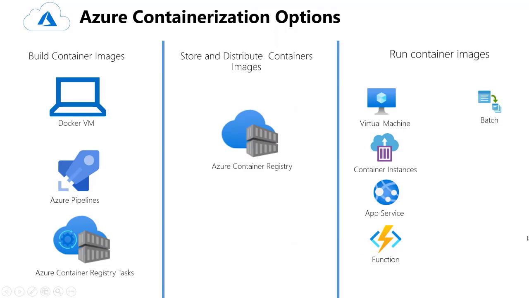We also have the option to use managed container orchestrator platforms. These are mainly three services that are available in Azure. We have Azure Kubernetes Service, we have Service Fabric, and we have OpenShift for Azure, which is built in collaboration with Red Hat. So Microsoft and Red Hat collaborated and built OpenShift for Azure. And all these three services are managed container orchestrator services.